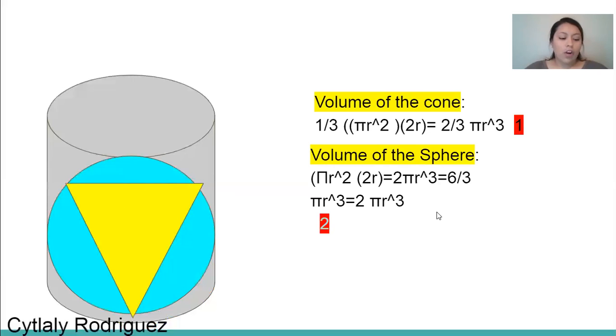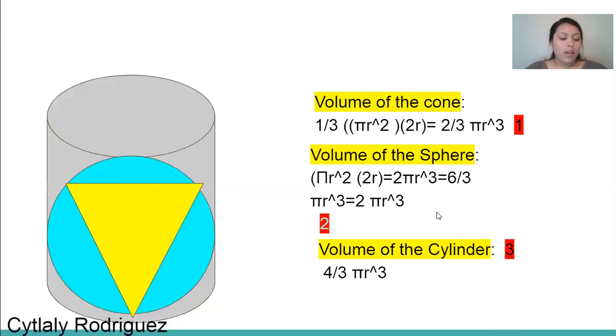Then we have to find the volume of a sphere, being pi r squared times 2r equals 2 pi r cubed, equaling a total of 6/3 pi r cubed, with a total of 2 pi r cubed. Finally, we have to find the volume of a cylinder, which is 4/3 pi r cubed.